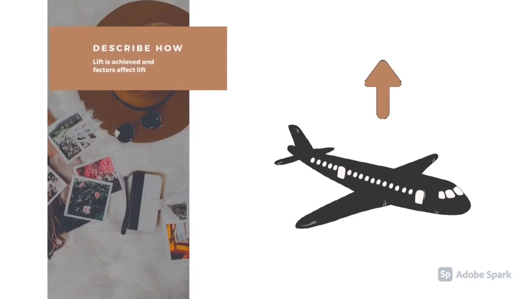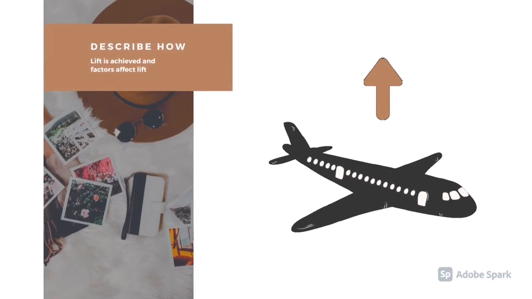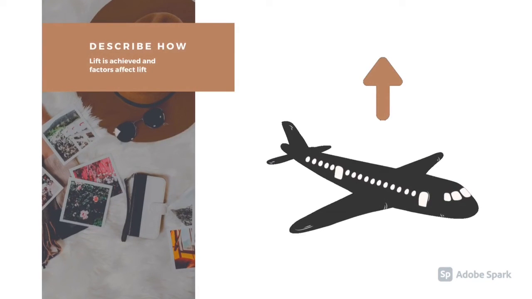Lift is the upward force on a plane. Various parts of a plane help to achieve lift, but most of the lift is created by the wings. The magnitude of lift depends on the shape, size, and velocity. For example, the faster the plane goes, the greater the lift. The lift that is produced by the wings must be greater than the weight of the plane to leave the ground.